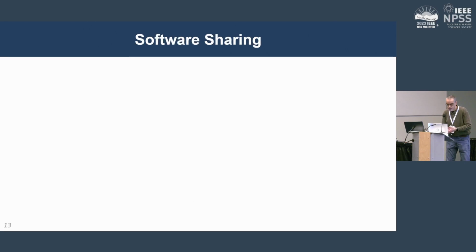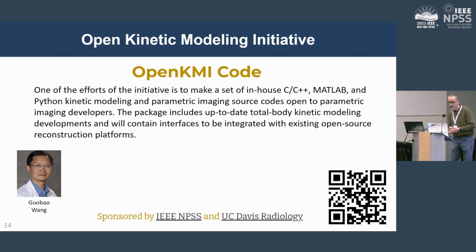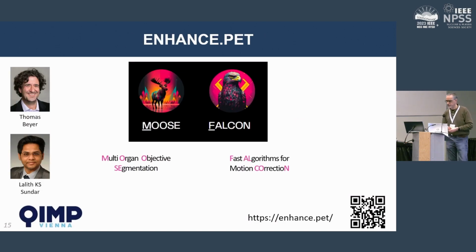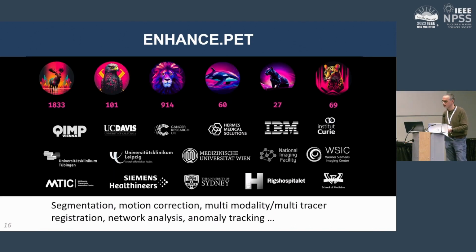Okay, so the other part of this is software sharing, and there are two parts to this. There's, of course, the OpenKMI Model Initiative code initiative that Gulbar has already talked about today. And then there are our collaborators out in Vienna. They've got two packages here for multi-organ segmentation and also motion correction. They are generating a whole menagerie of products that they want people to use and share in segmentation, motion correction. You can read it all here: multimodal image registration, network analysis, anomaly tracking.